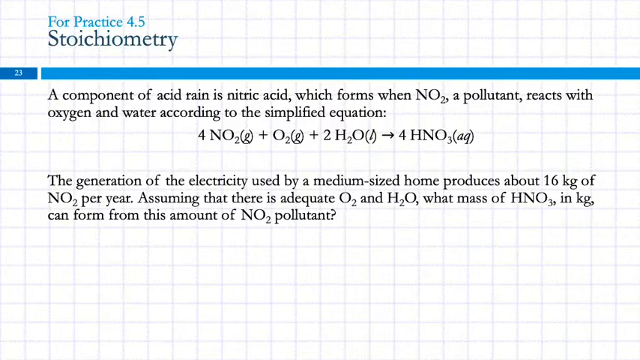Okay, so read through all the words. A lot of those words are backstory, background information. The important thing in here is 16 kilograms of NO2, what mass of HNO3 in kilograms. Stoichiometry problems end up being unit conversion problems, and so we need to know what are we starting with and what are we going towards. So 16 kilograms of NO2, and what mass of HNO3 in kilograms.